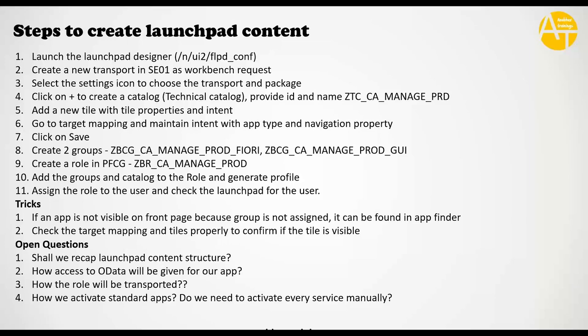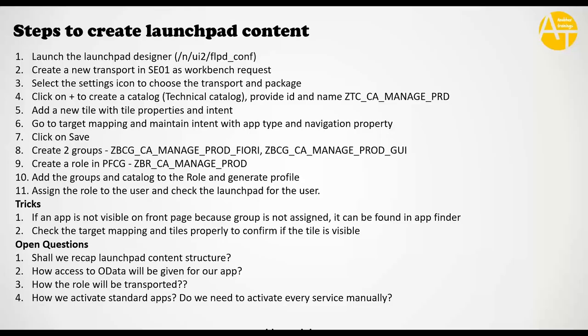Then there was a question about how to access the OData service, which was part of our app. We have a product app that was using a service. We just granted the access for the catalog and the group through the role. But where did we grant the access of OData? We didn't. Still it worked. How? We will see that.